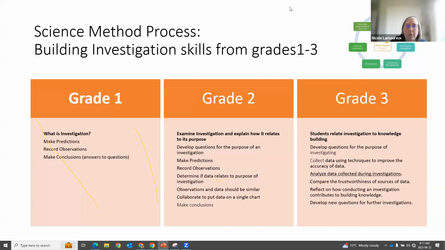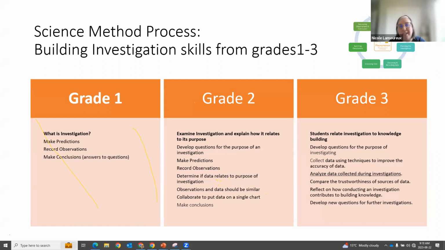So most of you, I hope, are back into the Zoom. And here we are at the end of the unpacking and processing. So I hope what you've learned from doing that and looking at each grade level is seeing that it builds and it goes into a deeper focus. So there is still an expectation from grade 1, which is a foundation of what is an investigation, making predictions, making and recording observations, and making conclusions, which is an answer to a question.